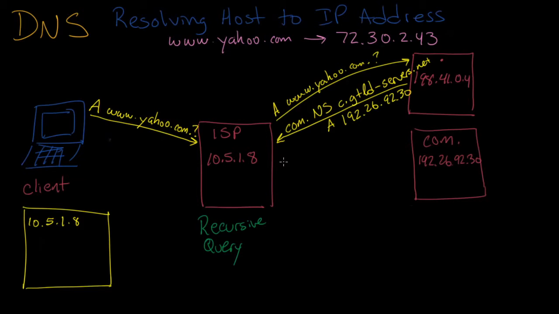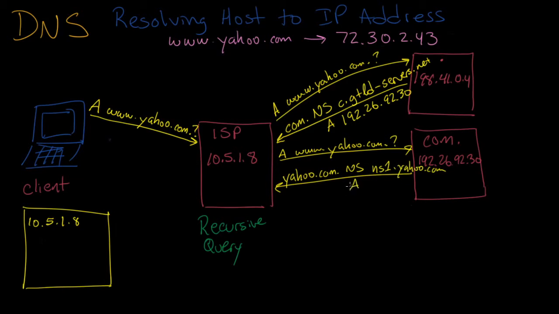So it asks the same question again: what is the address for www.yahoo.com? And once you know it, this DNS server is going to come back and say, I don't know the answer either. Why don't you go ask the yahoo.com name server? The yahoo.com name server is ns1.yahoo.com, and its address is 68.180.131.16. So once again, your ISP reissues the request again, this time to the yahoo.com name server.